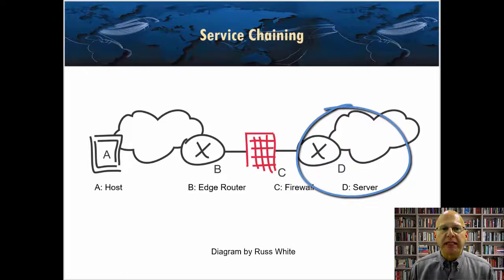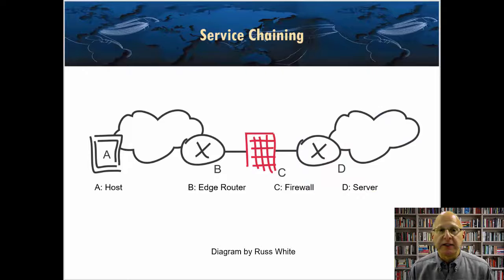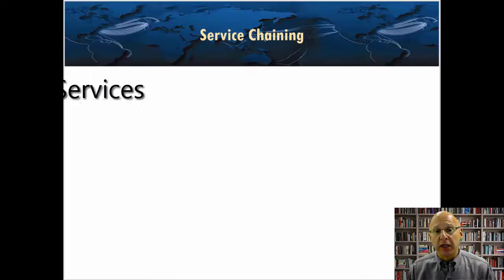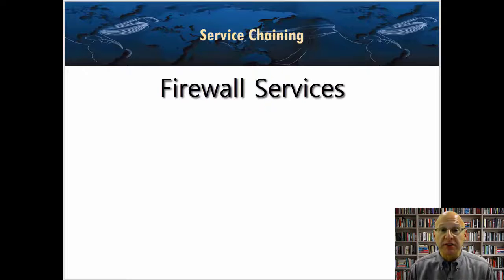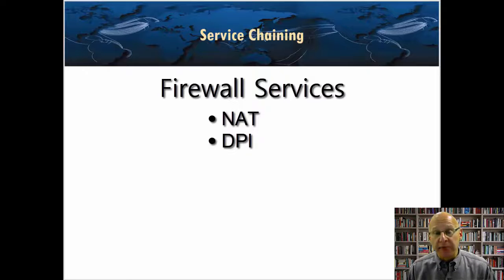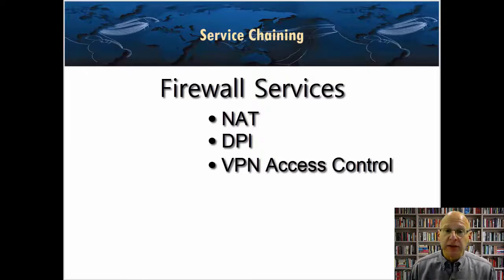Now, to implement these policies, the provider puts an appliance in the path of the packet, such as a firewall, which is C in the diagram. Pretty familiar, yes? But what does the firewall appliance really do? The firewall actually provides a set of services, such as NAT, DPI, VPN Access Control. Do all these services need to be in a single appliance? No, they don't. Let's split these individual processes up and then put them on generic hardware.